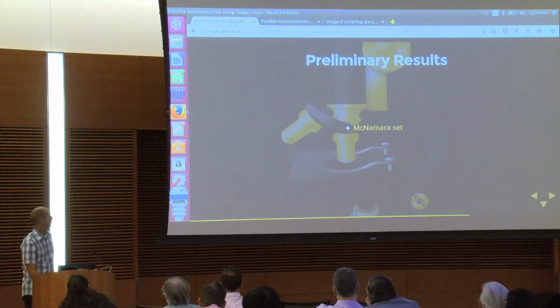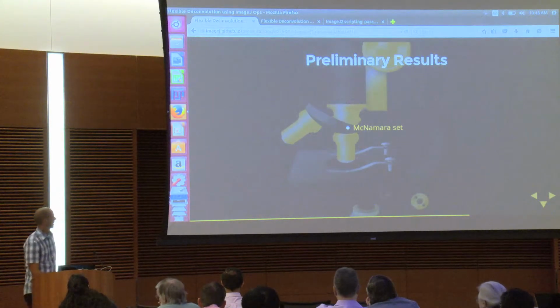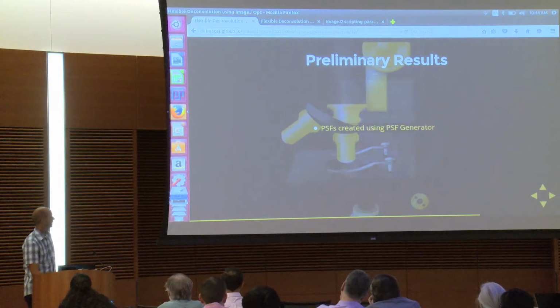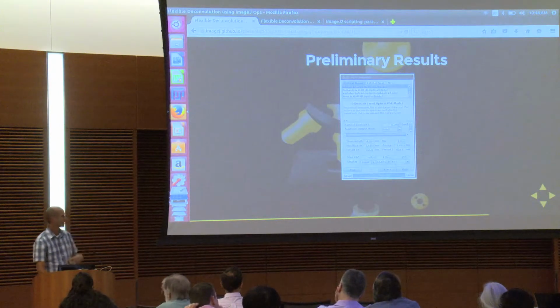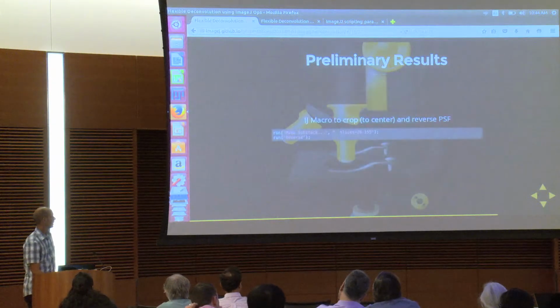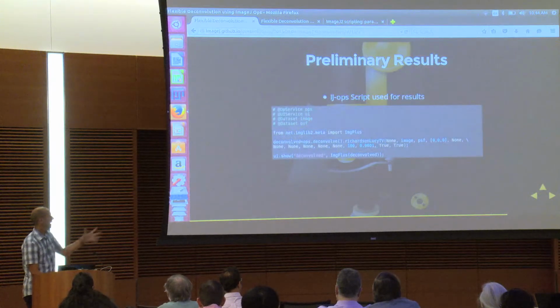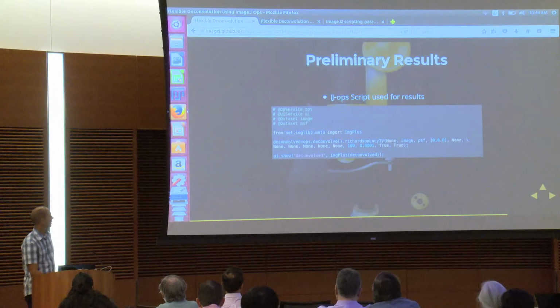So here are some preliminary results. This is a publicly available data set, I think by George McNamara, a frequent poster on the confocal list. I processed this data. Unfortunately, I had to use PSF Generator for the PSF, so I've put a screenshot to convey the parameters I used, if anybody wants to try to reproduce this. Then I had a quick macro to do some centering, and this is the actual ops code. We'll be talking a lot more about this in about an hour.